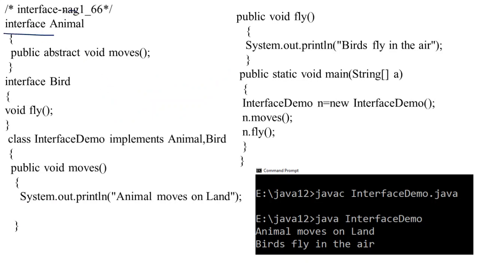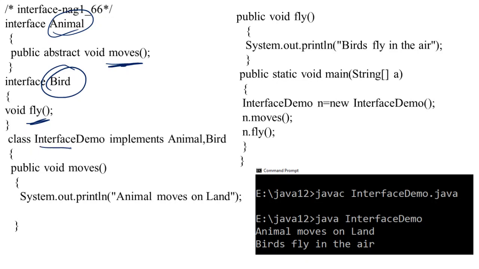Just see, this is the interface name. In an interface, every method must be public abstract void. Even if you omit public abstract, it will be assumed. I have defined two interfaces here. One interface name is animal and another interface name is bird. Isn't it? In the animal interface, I am keeping an abstract method moves. In the bird interface, I am keeping an abstract method fly.